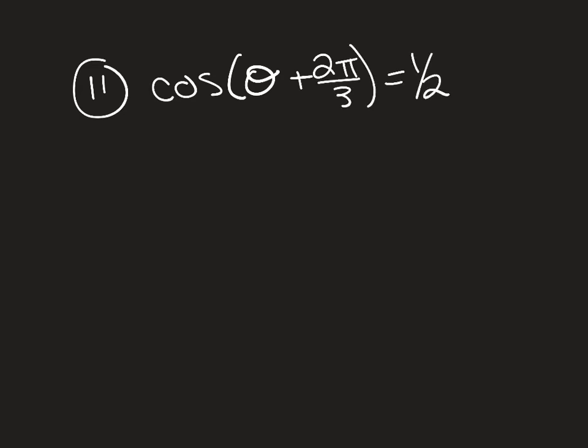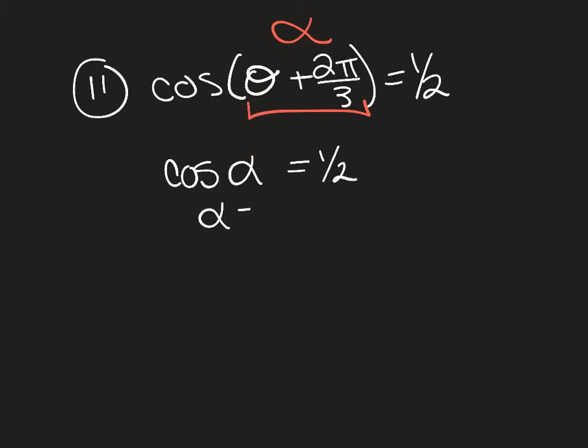So I'm going to use a fancy letter. It's called alpha. It's just a Greek letter. I'm going to call this whole angle thing alpha. So when I do that, I get cosine of alpha equals a half. So that means alpha equals, where does cosine equal a half? That happens at pi over 3 and at 5 pi over 3.